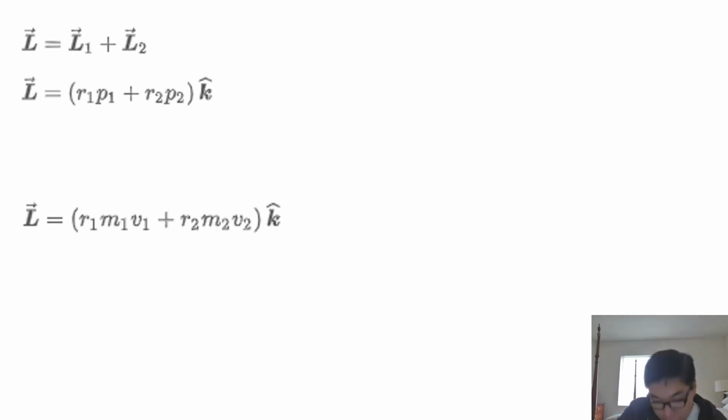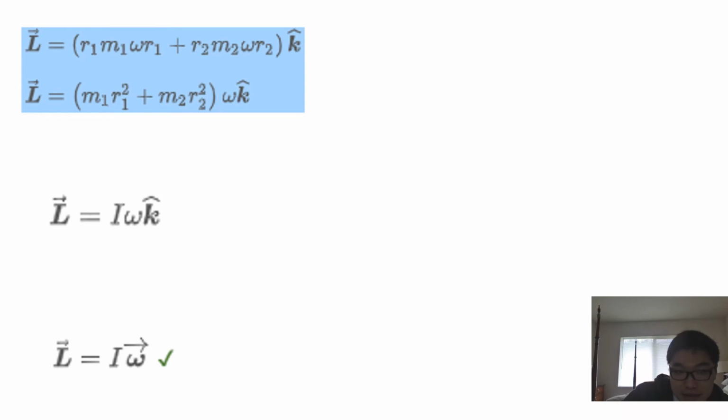Therefore, the angular momentum L of the entire object is the sum of L1 plus L2. So we can derive the formula, because L1 is equal to this and L2 is equal to this one, so we can write it like this. From p equal to m times v, the previous formula, we can write L in terms of the mass and velocity of each particle, given by this formula.